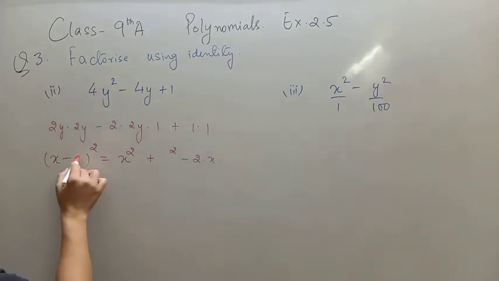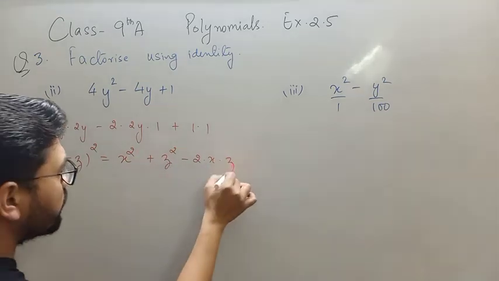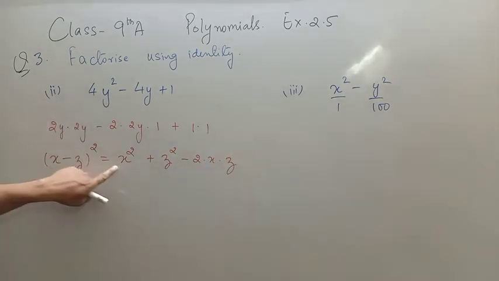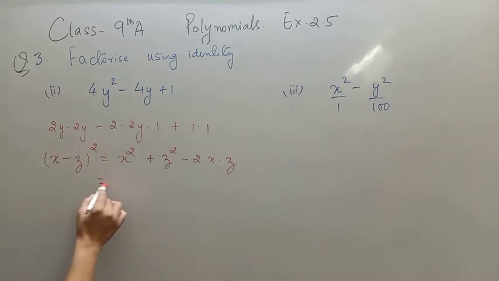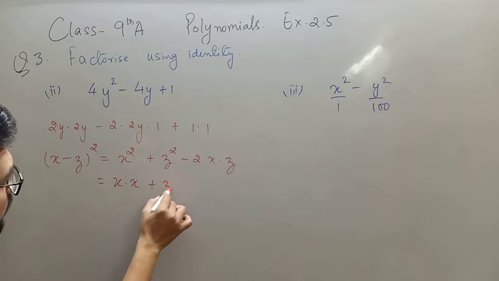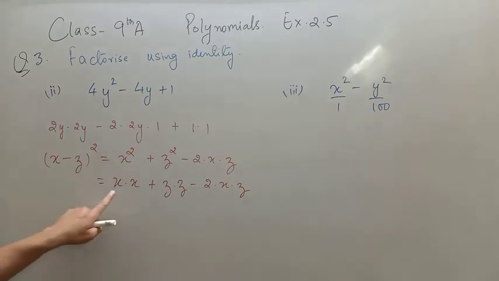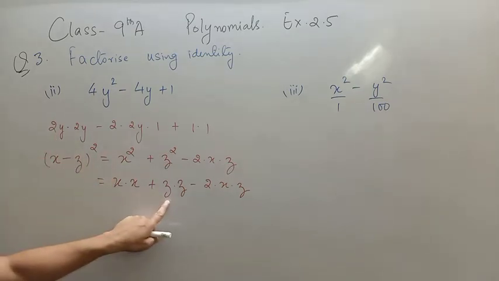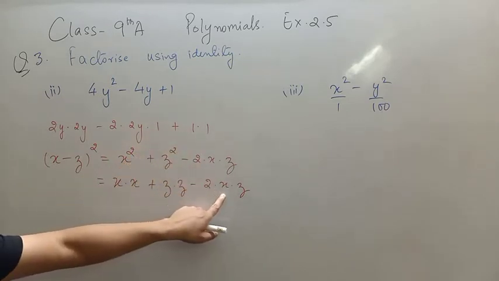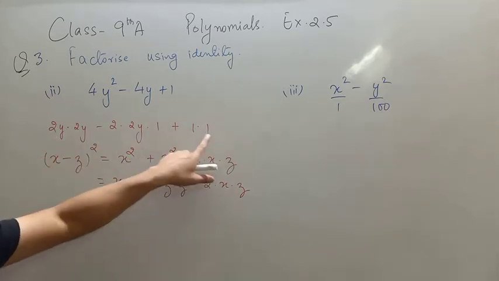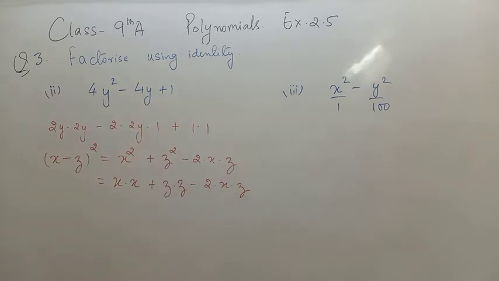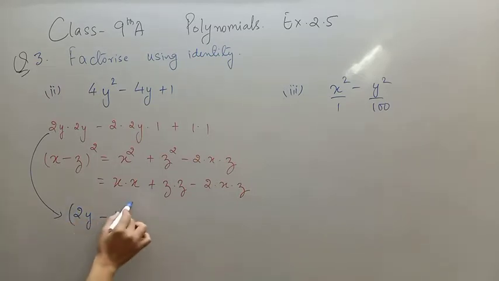Let's say this is z square and 2xz. x square I can write as x into x, right? z square can be written as z into z, and 2 into x into z. Now see, in place of x I have 2y, in place of z I have 1. Any doubt? So here you can apply the formula. You can write this as 2y minus 1 whole square, right?